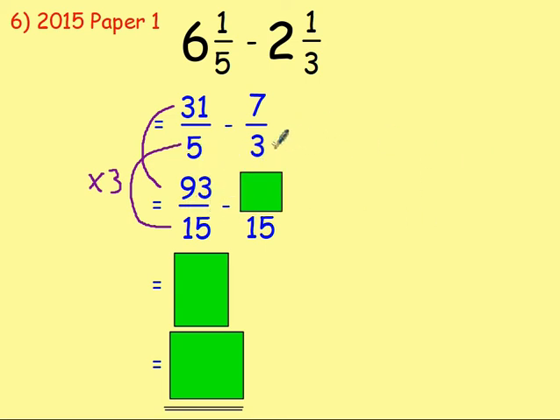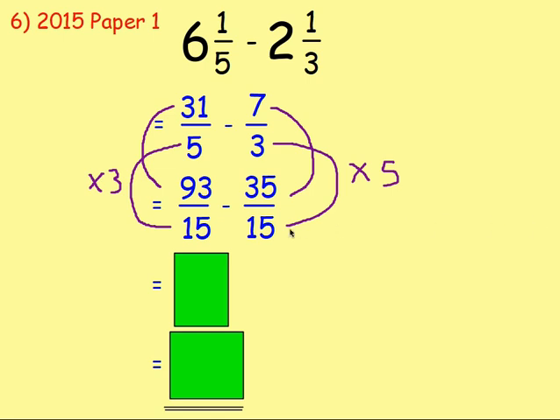With this fraction on the right, I've got the 3 and I want to change that into 15ths. So to change from thirds to 15ths, what do you multiply by? Good, 3 times 5 gives you 15. So I would also do the 7 times 5. And 7 times 5 is 35. Good. What you've done now is you've changed them both into 15ths.